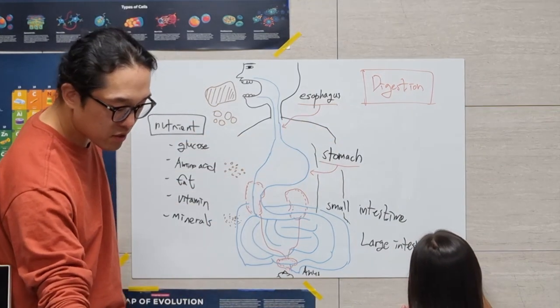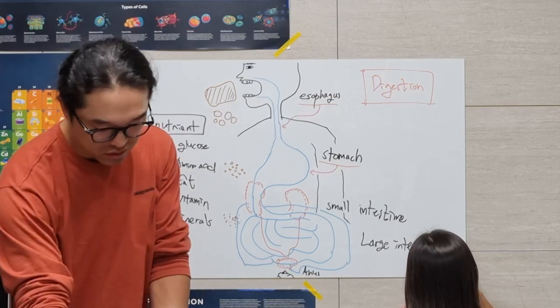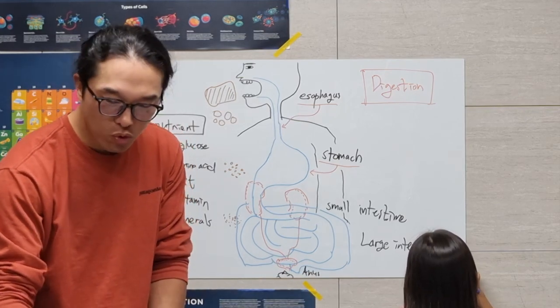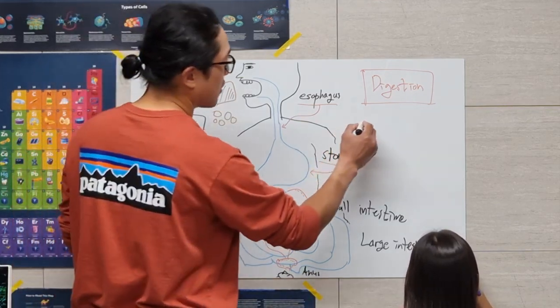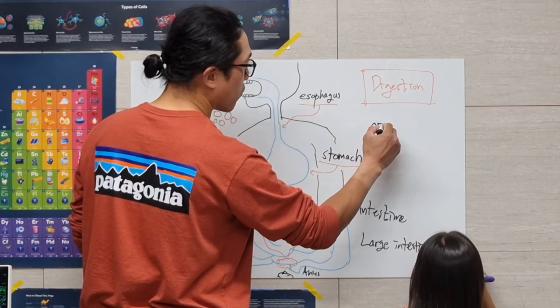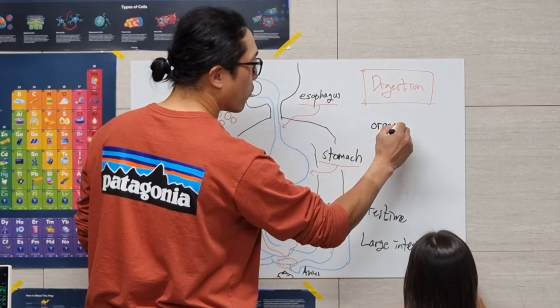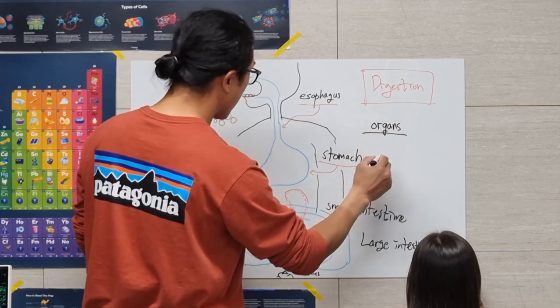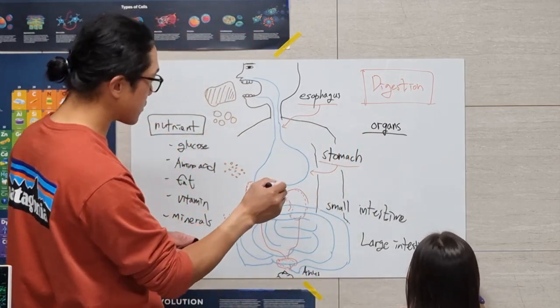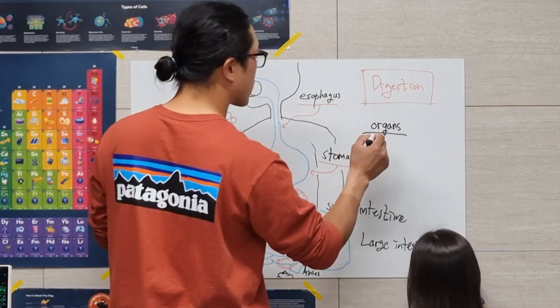We call these things organs. Repeat after me. Organs. The stomach, esophagus, intestine. These are all organs. Okay.